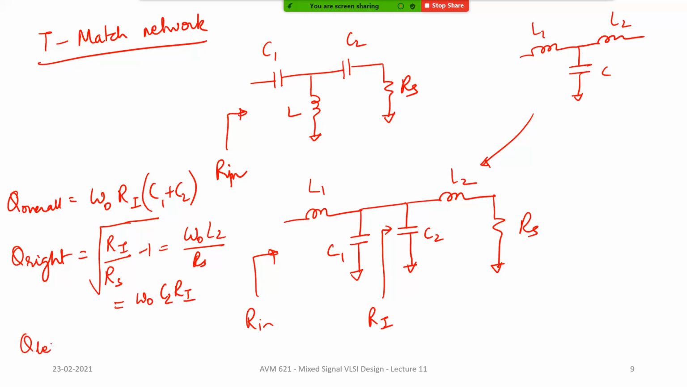Same way you can define for Q left. Okay, Q left can be written as what? So here what happens? So will Ri be greater than Rs or lesser than Rs? Sorry, Ri will be greater than Rs, right? Because this is an upward transformation network. So basically what you're doing is you're taking the impedance higher and then converting down lower.